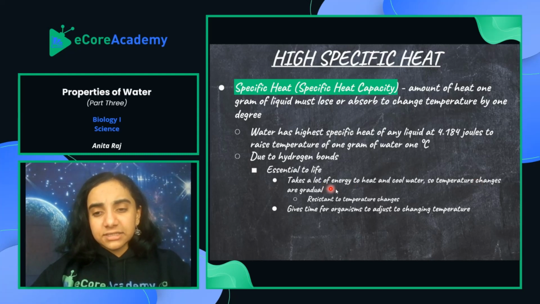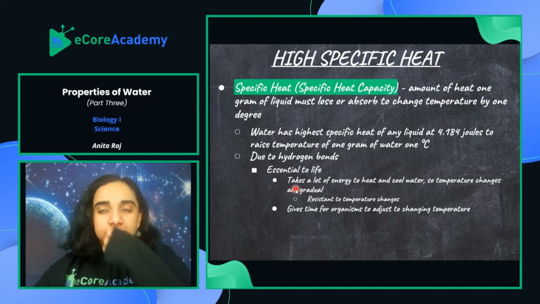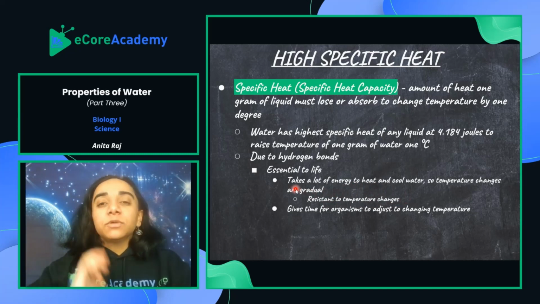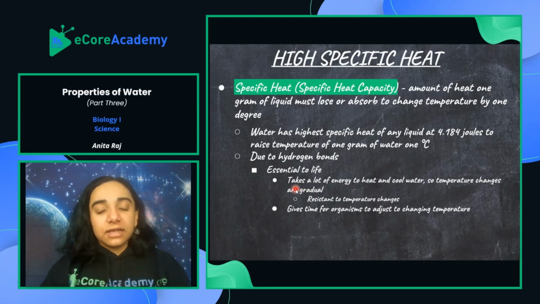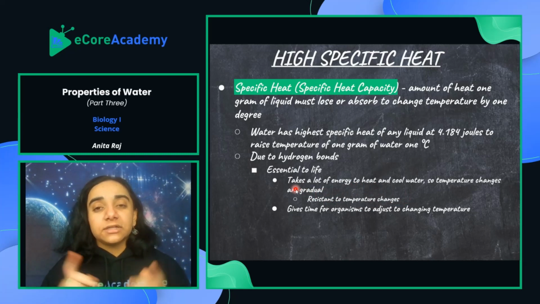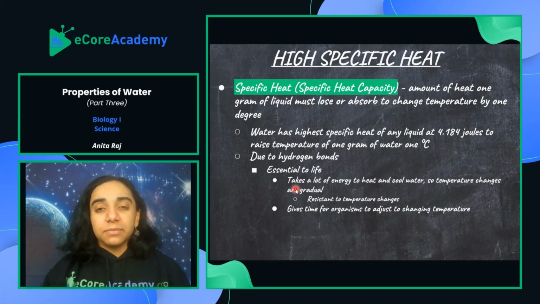Because it takes a lot of energy to heat and cool water, temperature changes are gradual, which is what we need. Water is resistant to temperature changes because hydrogen bonds are always going to release heat when it gets too cold, so it counteracts that. And they're going to absorb heat when it gets too hot, so that the environment can stay a bit cooler. So it's always going to do the opposite.